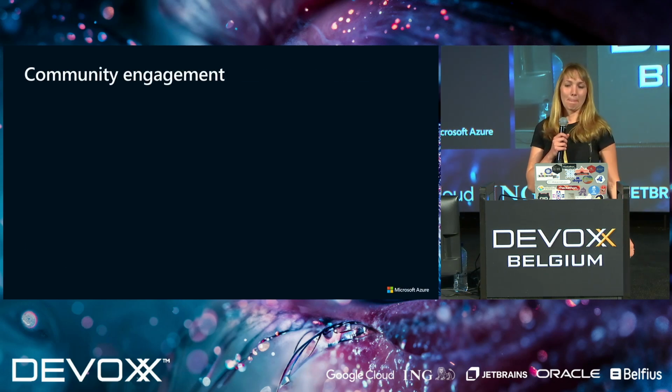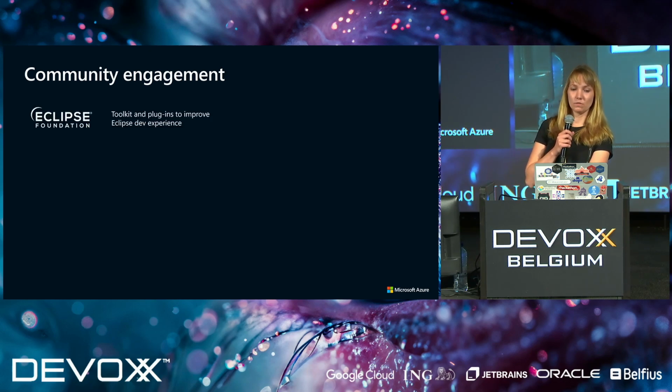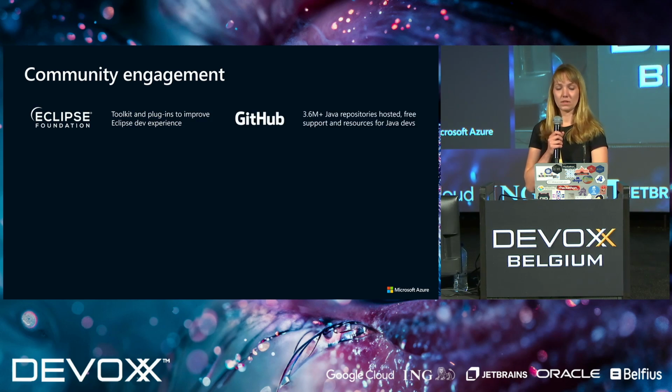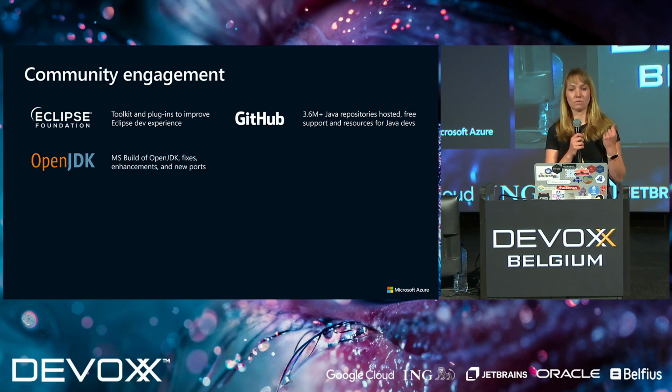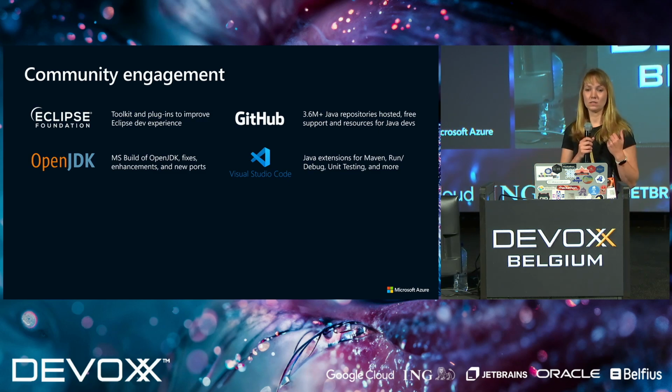So let's dive in. For our community engagement, you might have seen the slides before, but we also have some very recent updates. So we are part of the Eclipse Foundation, so we have the toolkit to improve the developer experience as well. Also, we acquired GitHub, one of you might know, and they have a bunch of Java repositories that are all hosted, with free support and resources for Java devs to be found. We have our own Microsoft build of OpenJDK. We fix, we enhance, we also always give it back to the community via the community process. And also, we have some extensions for Visual Studio Code.